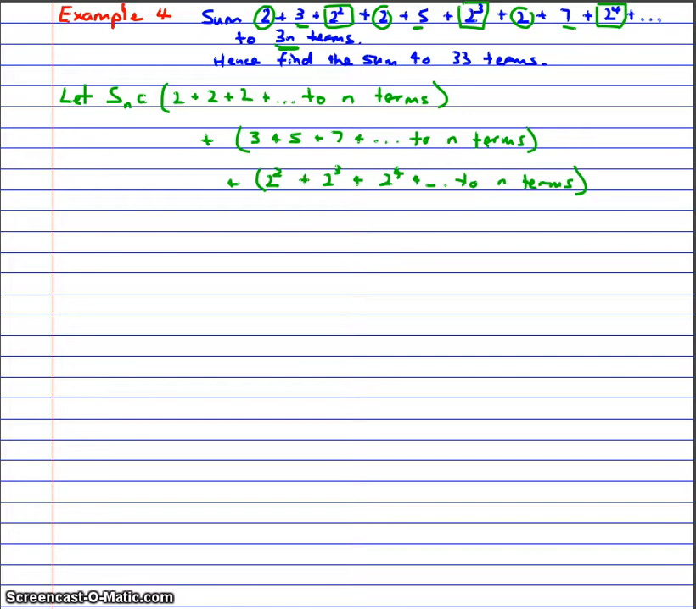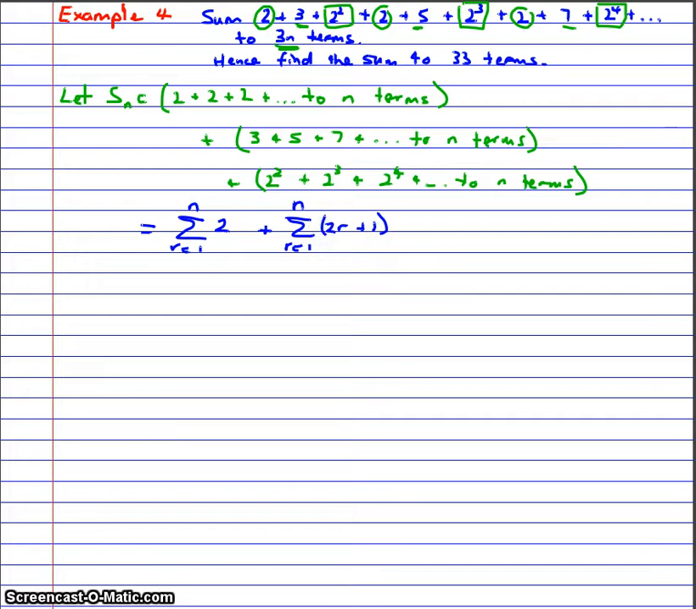Okay, now where to now? Well, we need to remember to write it in such a way that we can express it in terms of the rth term. If we have a look, our first one here is fairly straightforward. That's just going to be the sum from r equals 1 to n of the number 2. The second is, again, from r equals 1 to n of 2r plus 1. So we've got that there.